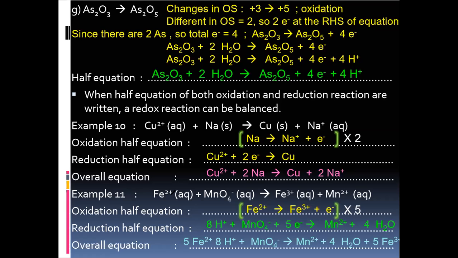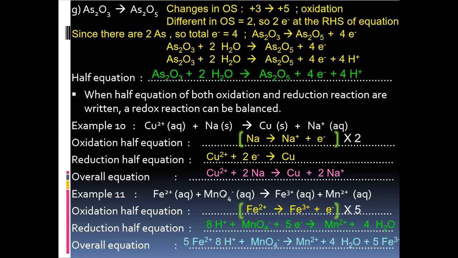So let me solve this. From here, I have Fe²⁺ aqueous moving from 2+ to 3+. As this has increased in oxidation number, this is 2+ and this is 3+, so it has increased by 1, so we call this oxidation. Automatically, we know this one will be reduction. But we also have to determine what the oxidation state of manganese is here, because our business here is with manganese and not the oxygen.